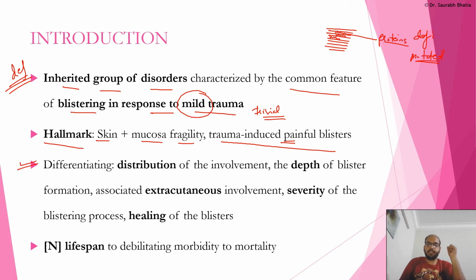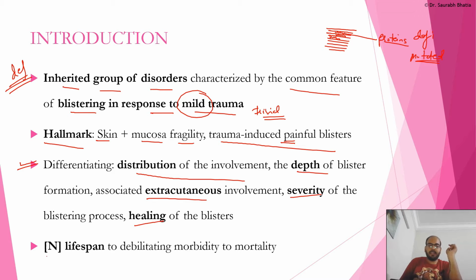The differentiating factors between different subtypes of EB simplex are the distribution of the involvement, the depth of the blister, the associated extracutaneous involvement, and the severity of the blistering process and how the blister heals. Okay, as we go deeper, and we will study more about it when we discuss junctional and dystrophic, the level of split is deeper, the more severe is the disease, the more severe is the healing of the blistering process, more scarring, more milia. Okay, that we have discussed while we were discussing BMZ.